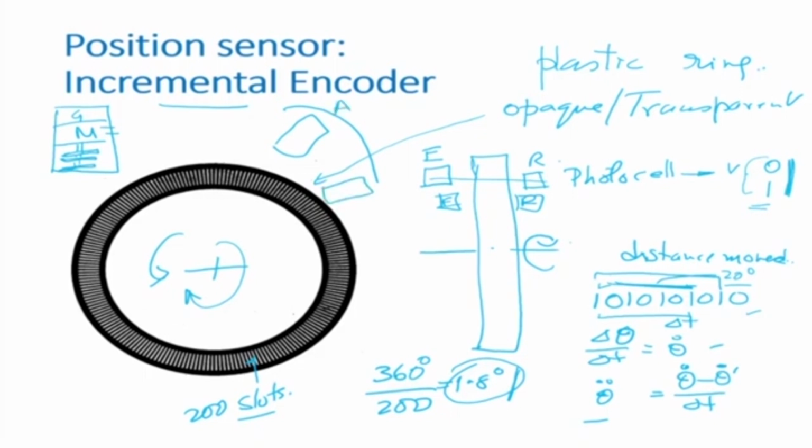So A, the emitter receiver, is sitting here, and B is sitting here. Now it knows that if A is sitting here and B is sitting here, which one is leading and which one is lagging in terms of clockwise or anti-clockwise rotation. And by doing this, it can find out the direction of rotation.